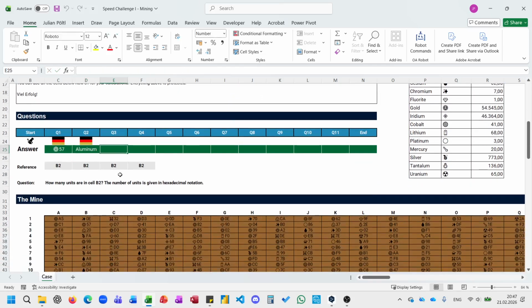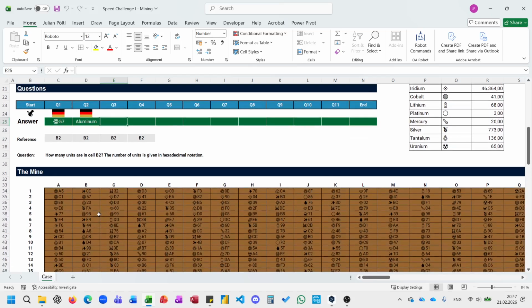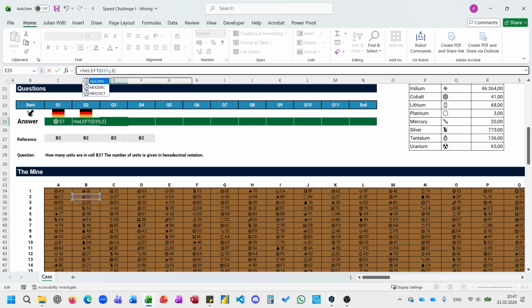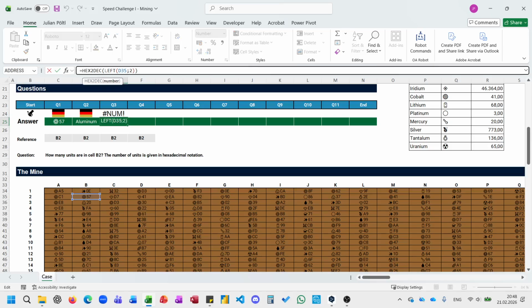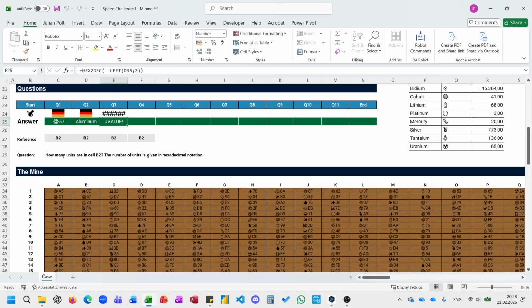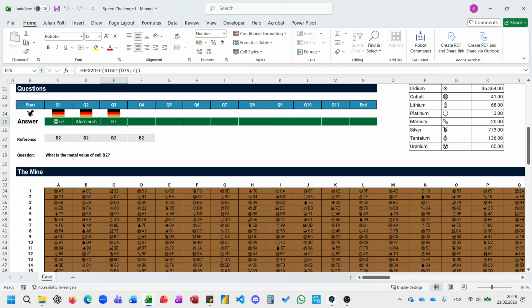How many units are in cell B2? And you should note that here it's always a concatenation of the symbol for the metal and the hexadecimal notation of the units. So you can use something like LEFT 2 and then HEX2DEC of this. Why is this not working? Right, not left, sorry.